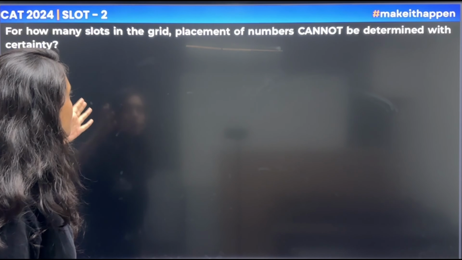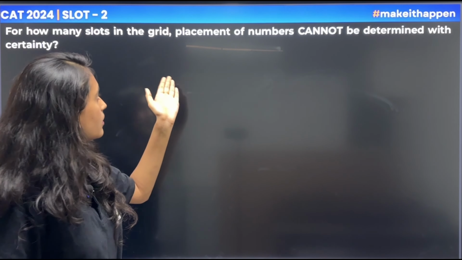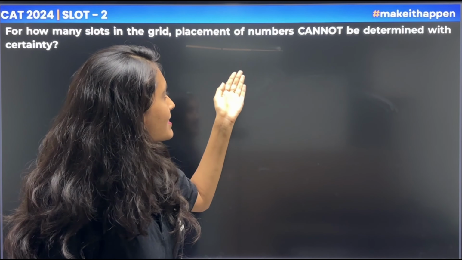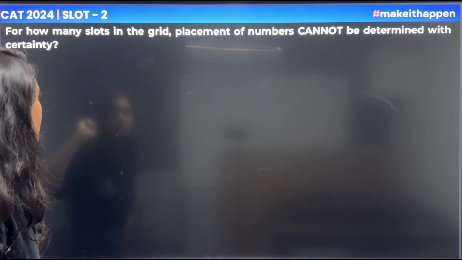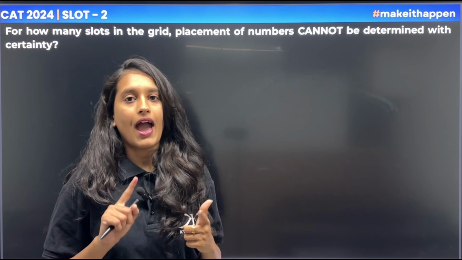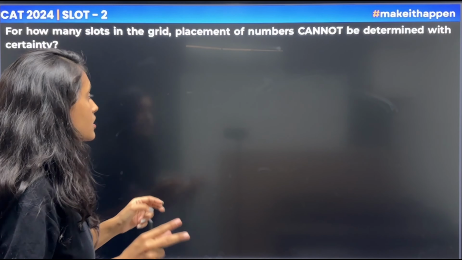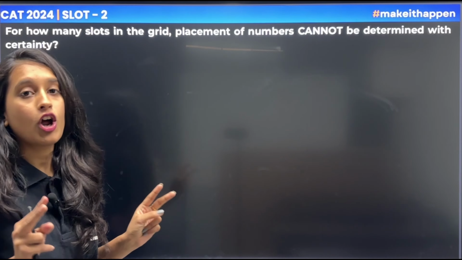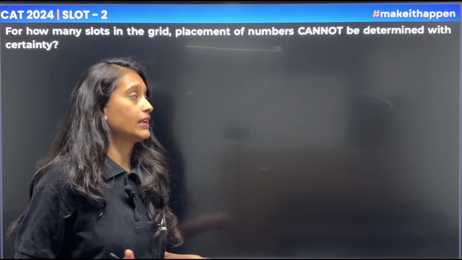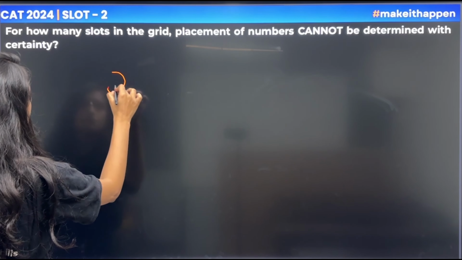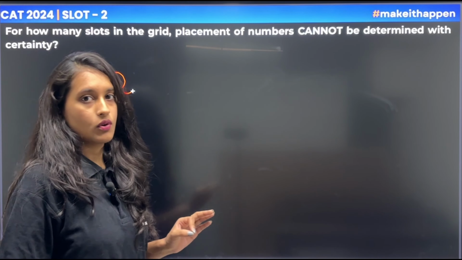Last question: how many slots in the grid placement of numbers cannot be determined with certainty? So 2 and 3, their positions are not fixed. So there are two numbers whose placement cannot be determined with certainty. So there are two slots. Okay.